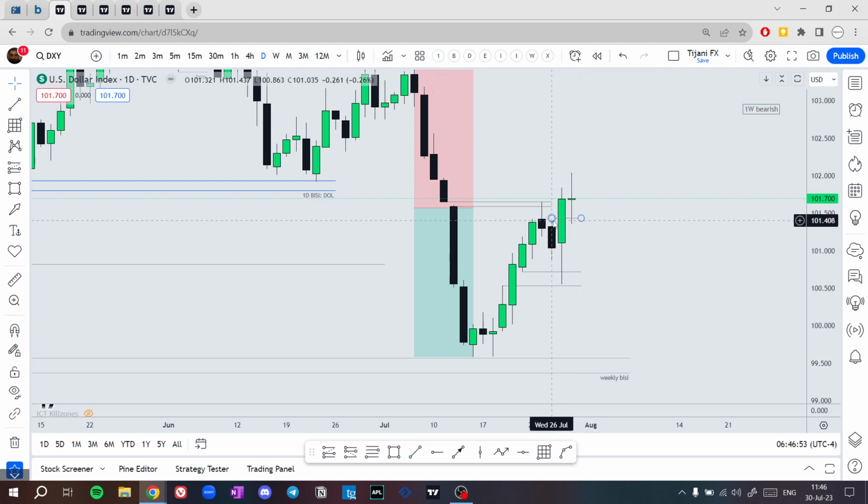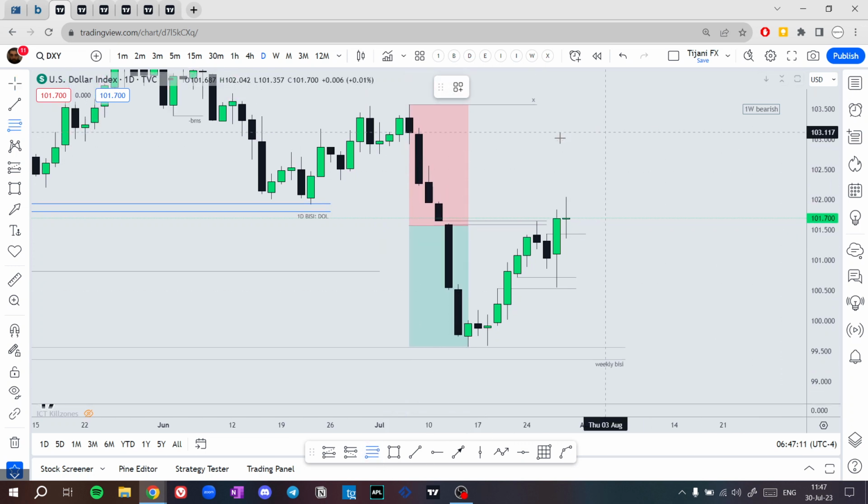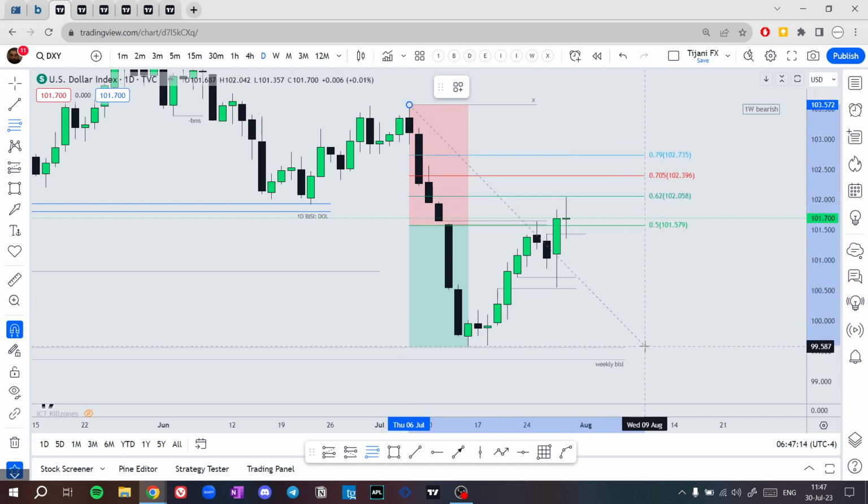So Wednesday high, this is Wednesday high. If Wednesday high is taken, we're going to be expecting a continuation higher on the daily time frame to these areas here, to this breaker like I mentioned, to this fair value gap, to this fair value gap here, to the weekly order block also, and to optimal trade entry.